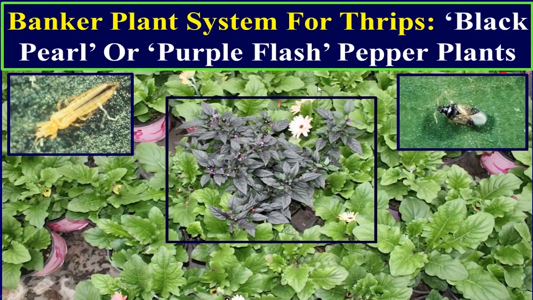Another banker plant system involves Black Pearl or Purple Flash pepper plants, and this is for Orius, the minute pirate bug, and Western flower thrips.